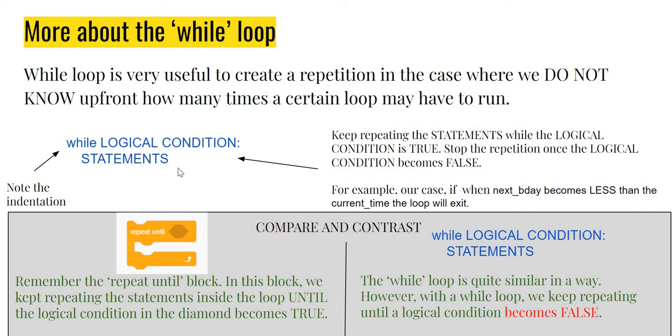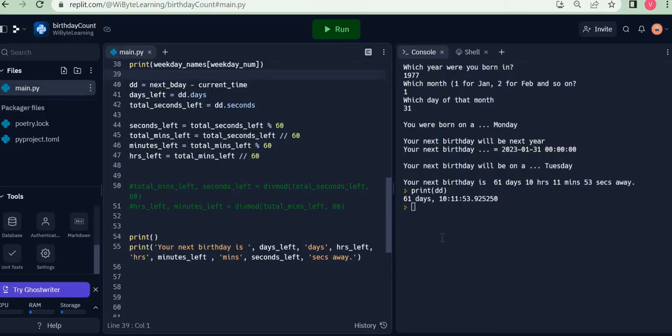Now, before I move on, again, a bit of compare and contrast helps. A block that is extremely close to this from Scratch is the block called repeat until. Remember, the repeat until block would keep doing these statements in here till this condition became true. Now what's happening is that we will keep doing these statements till this condition becomes false. So a little bit of difference, but you can still see the similarity. I hope this sets up the background for the situation. Let's go to our code, and now we want to write this loop, the while loop.